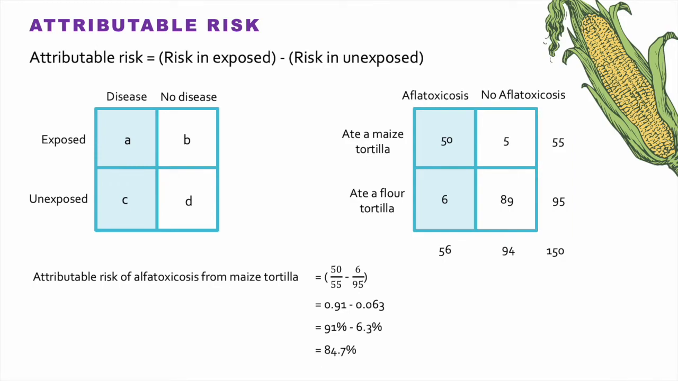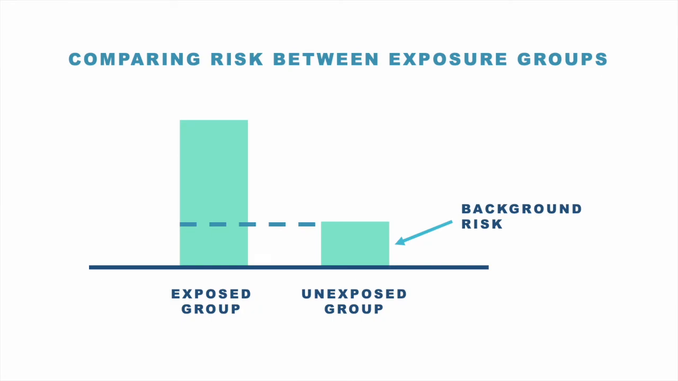From this, we can say that 84.7% of the risk of aflatoxicosis is attributable to the maize tortilla. We could also interpret this by saying eating a maize tortilla increases your risk of aflatoxicosis by 84.7%. The attributable risk, or excess risk, is what you're left with when you subtract the background risk. Remember that attributable risk is the proportion of disease incidence that can be attributed to a specific exposure.